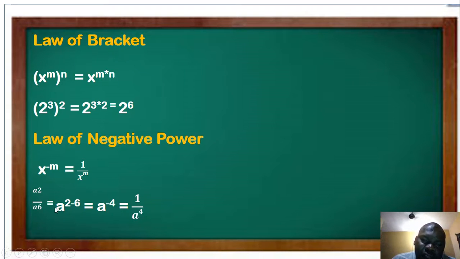So let's look at it again. A squared all over a raised to power 6 is equal to a raised to power 2 minus 6, which is equal to a raised to power minus 4. 2 minus 6 is minus 4. And that gives us 1 over a raised to power 4, 1 divided by a raised to power 4.